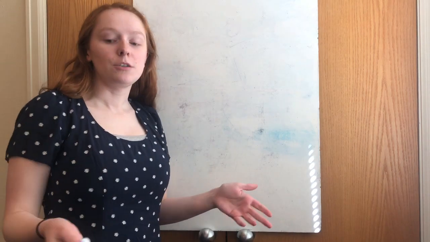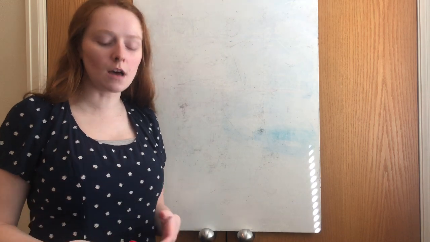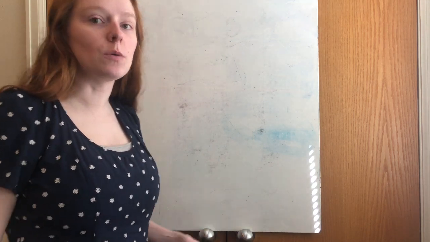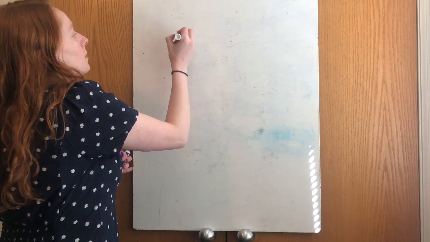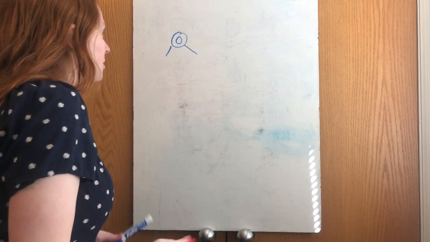We're going to talk about dissociation and what dissociation means, especially in terms of water, because it happens a lot in water, and it's important for us to know what's going on with water. So I'm going to draw a water molecule here. We have our oxygen, and it's attached to two hydrogens.